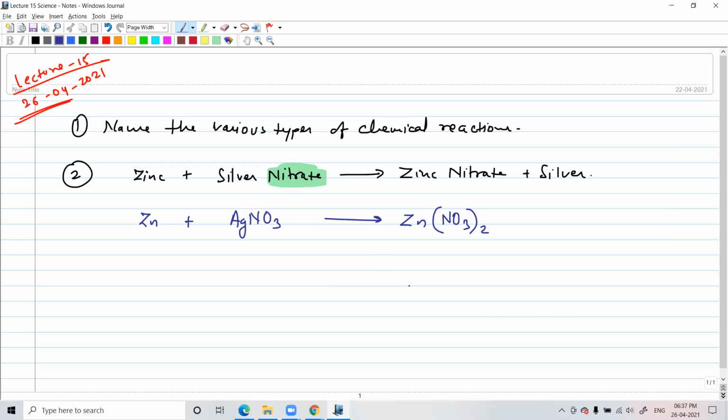Zinc metal exists like Zn itself, okay? Yes, sir. All right, so zinc nitrate and then silver will be of course Ag. So is it already balanced? No, sir. It's not balanced. So what should I do?